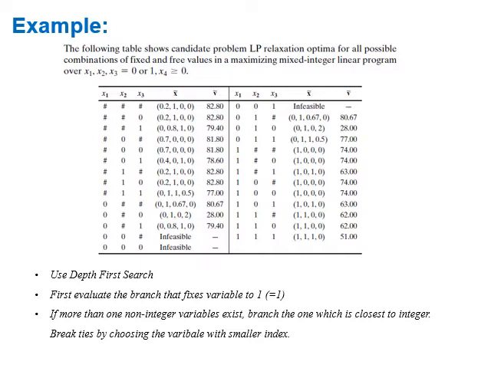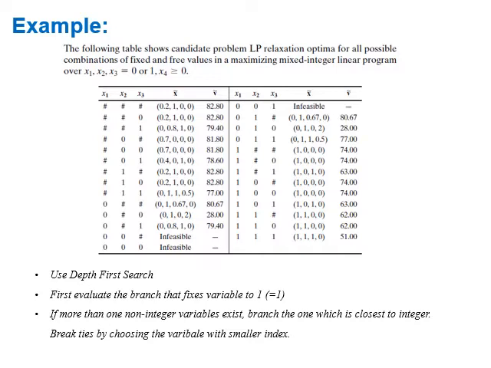Okay, and these two conditions are also not enough. We may have other alternatives and need to make some selections, and we need one more rule, and that is this. If more than one non-integer variable exists in a solution, which one should we select for branching? This rule says to branch on the variable whose value is closest to an integer.